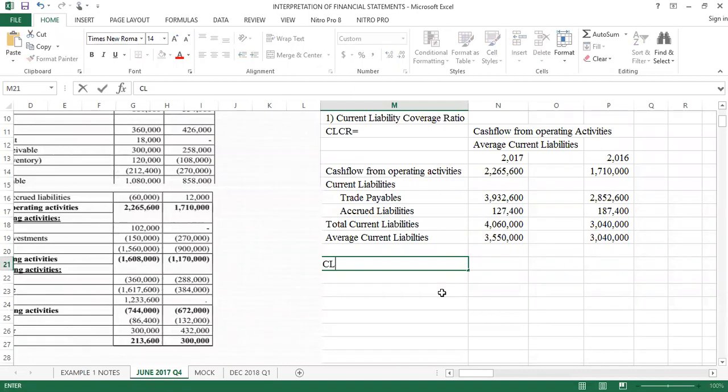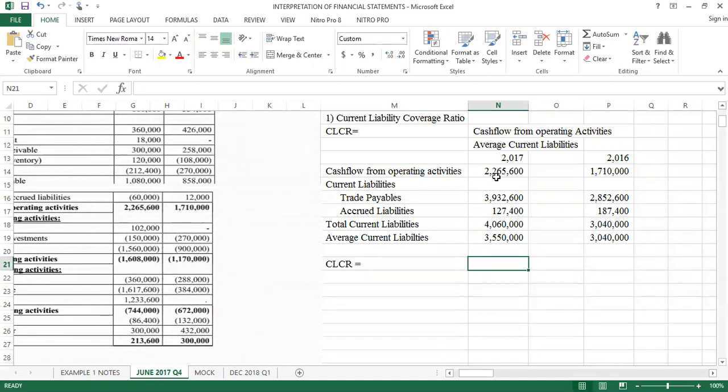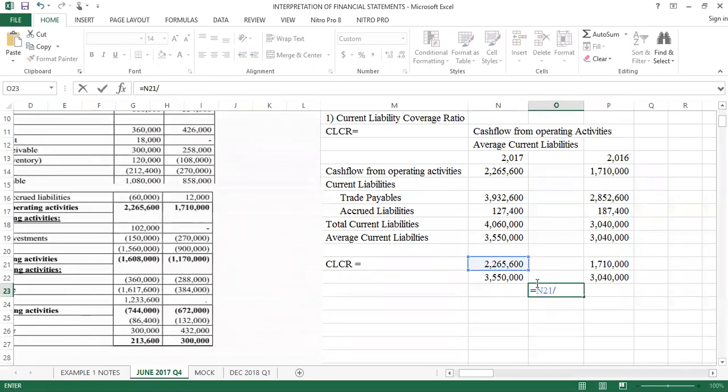So the current liability coverage ratio is therefore equal to, of course, this divided by that. I'm just trying to save time by doing that. So this divided by that. Are we together? So what does it give you? It gives you, of course, it is not 1. If you want it as a percentage, you have it as that. Same to this.